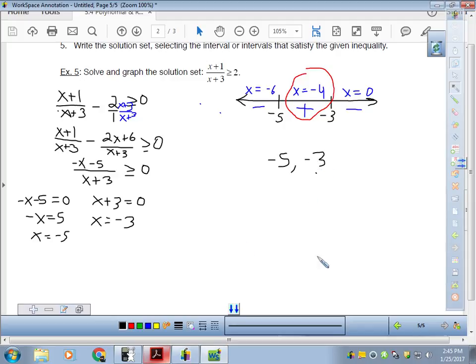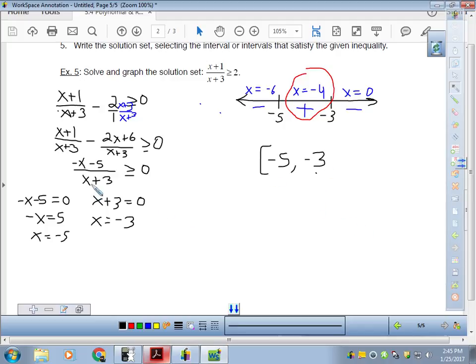Now I need to talk about whether or not I can include my endpoints. Well, the inequality has an equal to in it, which means I could theoretically include my endpoints. But I need to check if I take an endpoint and plug it into the bottom of the fraction, is it going to make a 0 there? Because if it does, I can't include it. So if I take negative 5 and plug it in, negative 5 plus 3 gives me negative 2. That's not 0, so that's okay. So I can include negative 5.